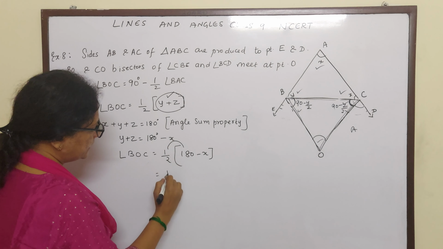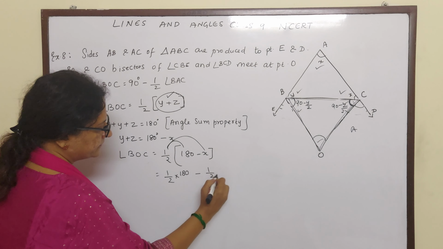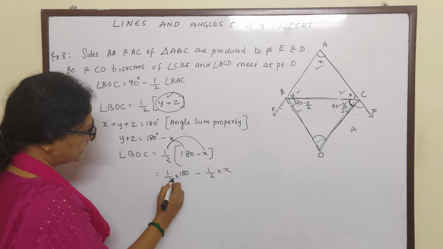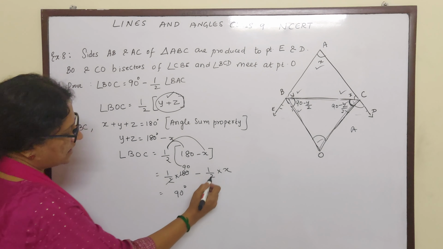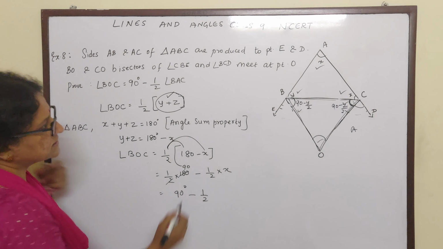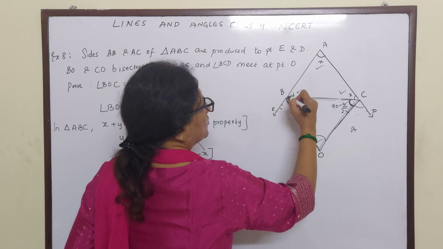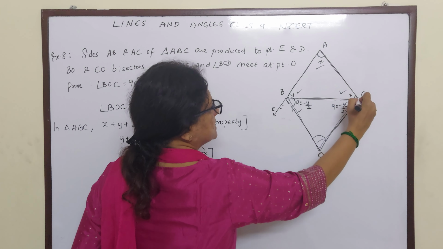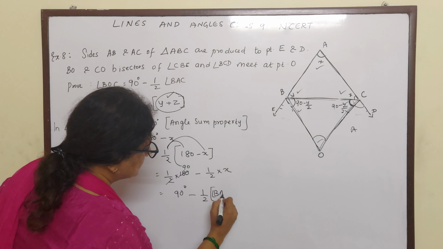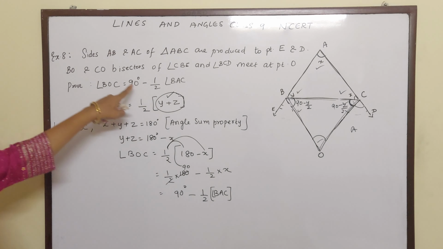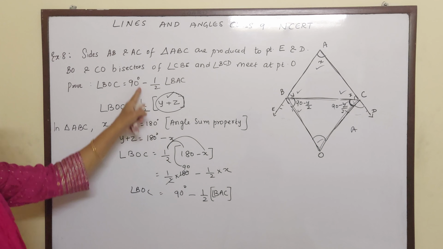So half into 180 minus half into x, and half into 180 is 90, and minus half into x. Now what is x, children? X is this angle, BAC. Instead of x, I will write half angle BAC. And this is what we have to prove: BOC is equal to 90 minus half of BAC.